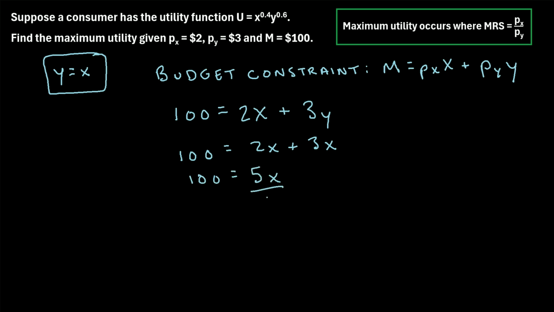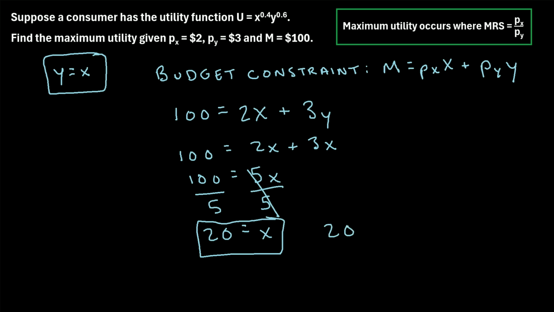If we divide both sides by 5, we'll find that these 5's cancel out, and x is equal to 100 divided by 5 is 20. So the quantity for good x is 20, and we already found that the quantity for x must be equal to the quantity for y, so we can also say that the quantity for y must be 20. So this is our final answer. The consumer will maximize their utility when they consume 20 units of good x and 20 units of good y. And when they do so, they will use up all of their $100 of income, and they will maximize their utility.